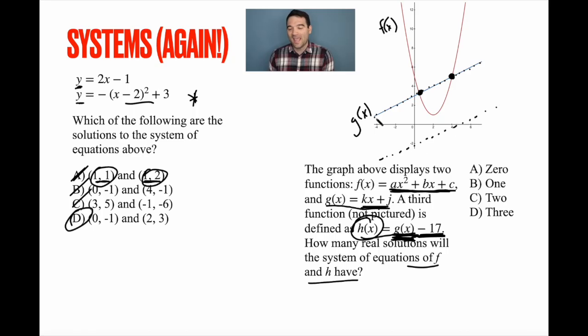It's going to be like down here, right? Even further below. And what we see when we do that is that if we shift g of x down 17, I'll say minus 17, every point on g of x down minus 17, we create a line that does not intersect with f, which means that there are no solutions to the system of equations between f and h. Correct answer here is 0.